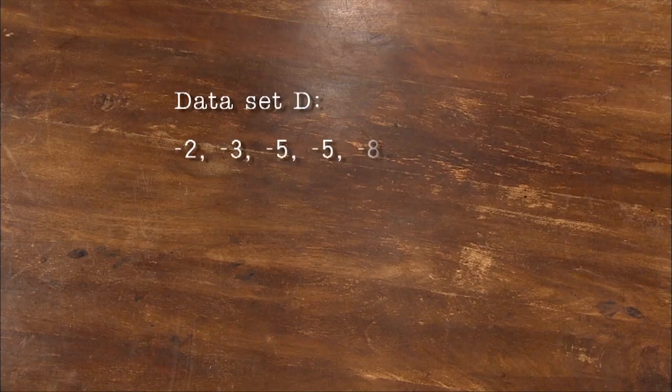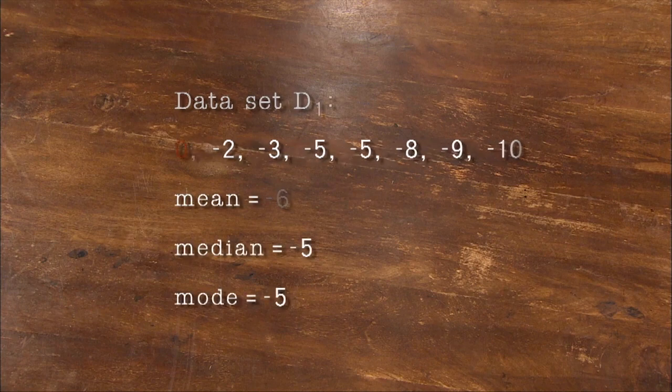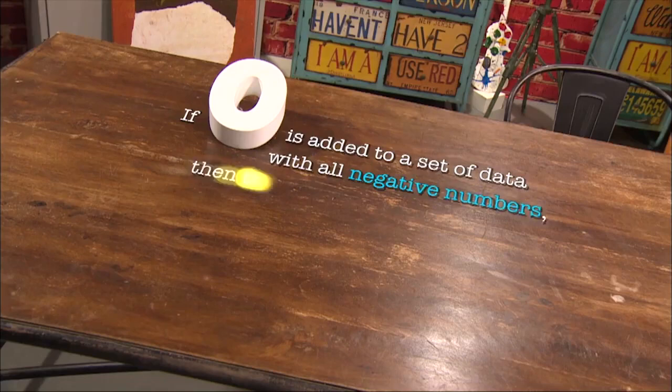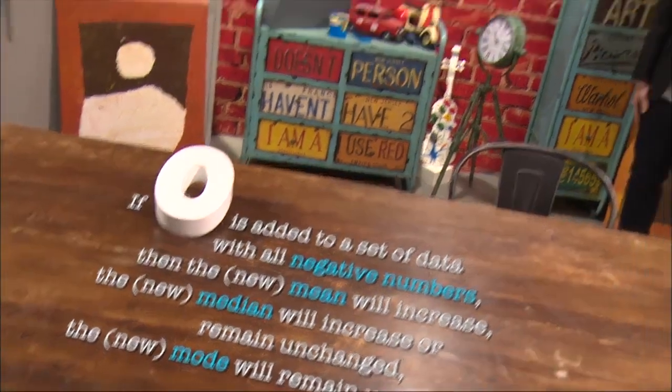Now, let's discuss this example with a set containing solely negative integers. 0 is larger than the mean. There are 8 items in this dataset. The new mean becomes minus 5.25. The median is minus 5, and the mode is also minus 5. You can see that if 0 is added to a set of data with all negative values, the new mean will increase. The new median will increase or remain unchanged, and the new mode will also remain unchanged.